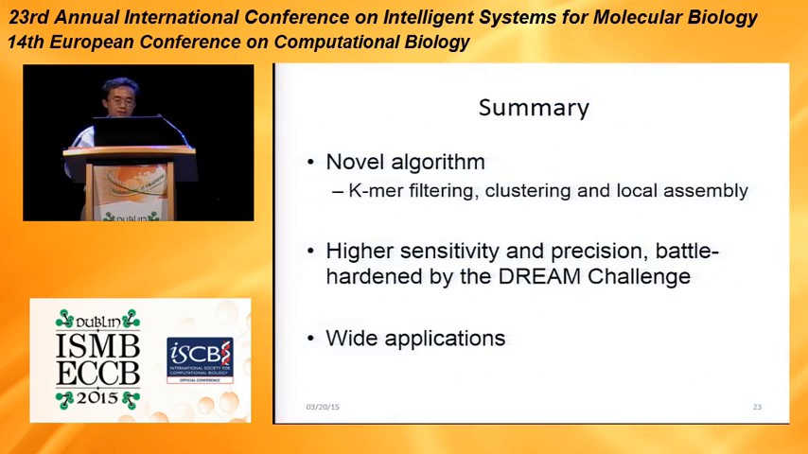So I'd like to summarize. We had this initial hypothesis or idea of trying to assemble breakpoints in a more focused fashion. Therefore, we would achieve improved sensitivity and limit the computational load to an acceptable level. That was our initial hypothesis, but we did not know how it was going to play out until the DREAM Challenge actually came into place.